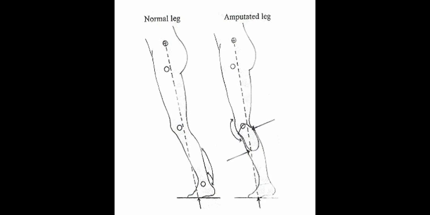But in amputee gait, because of the flexion moment and the action of the quadriceps muscles, there is a tendency for the stump to change its angulation in relationship to the socket. Therefore, it causes the pressure on the stump to be anterior distal and posterior proximal.